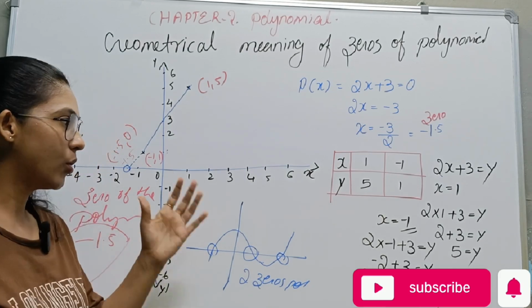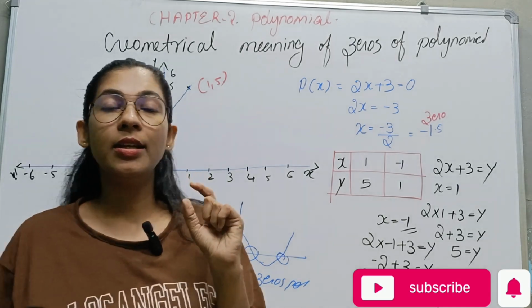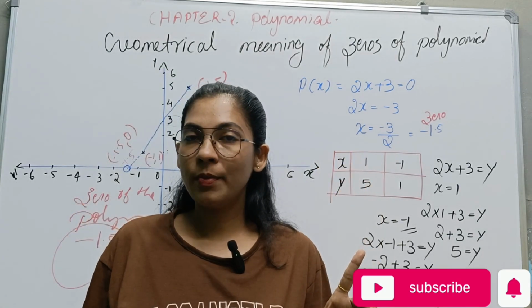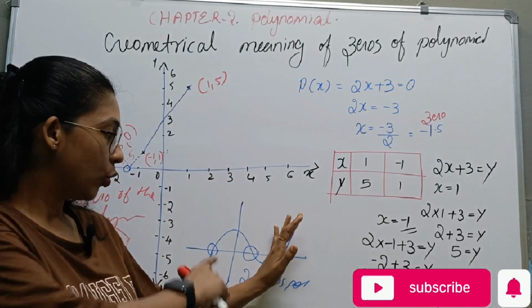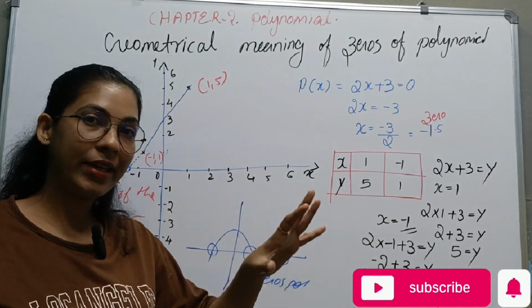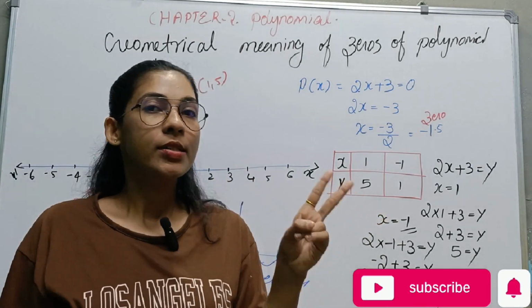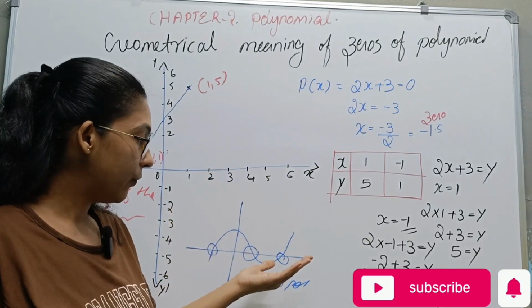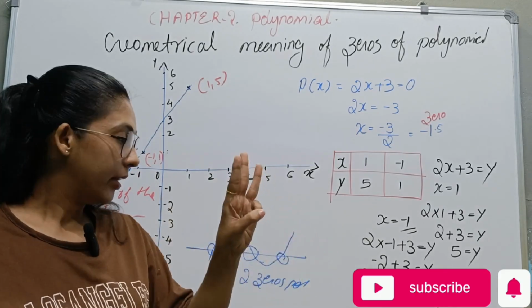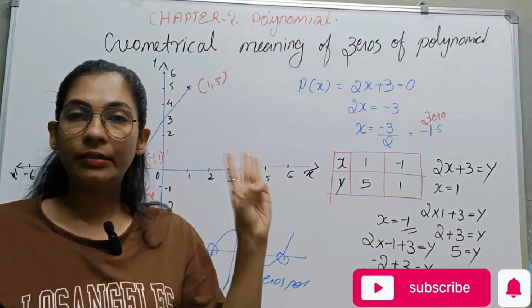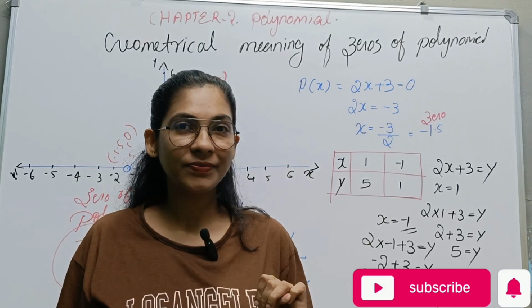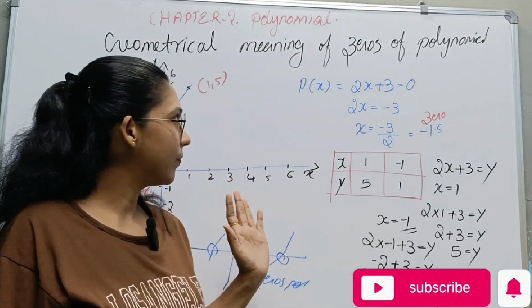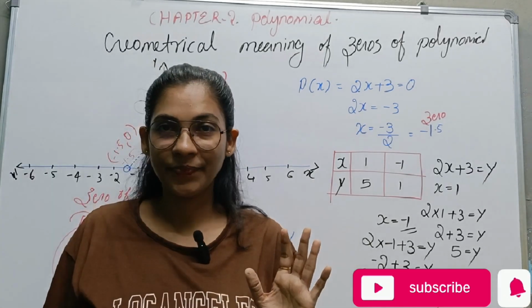If it touches a single point, then we can say that the polynomial has only 1 zero. If it touches 2 points on the x-axis, then it has 2 zeros. If it touches 3 points, then there are 3 zeros of the polynomial. Clear? Okay, so that's it.